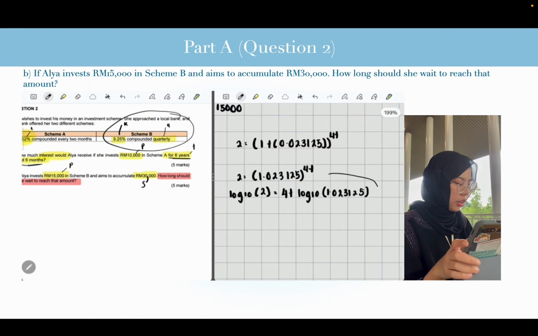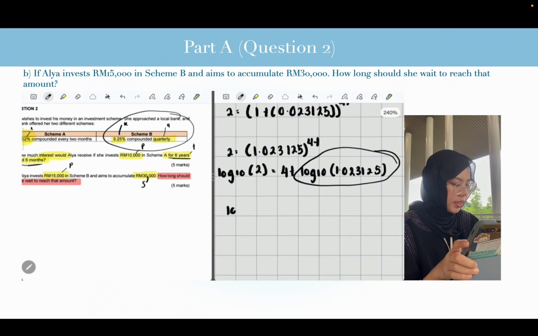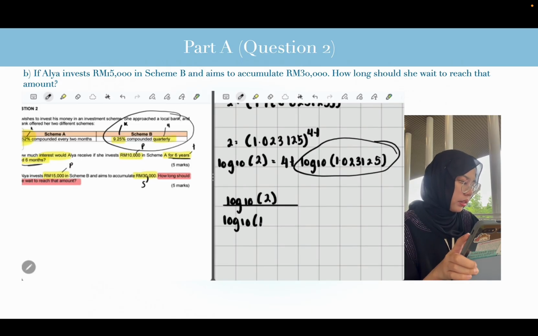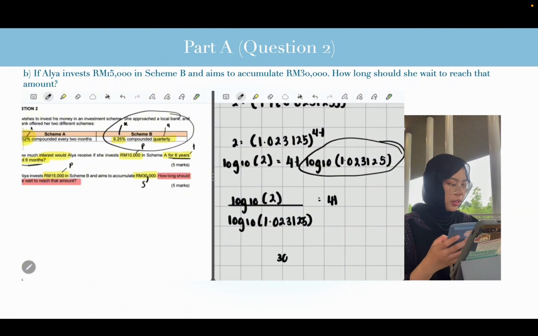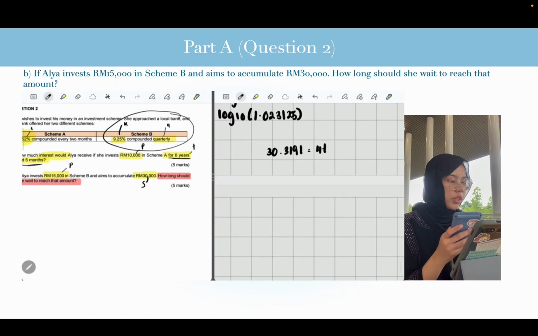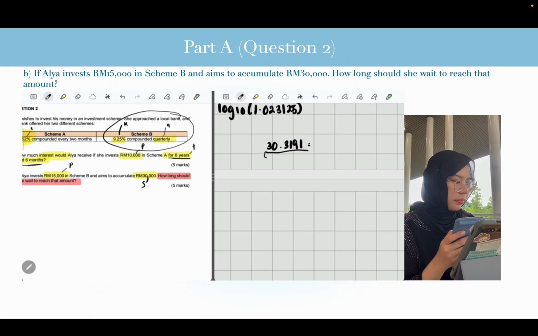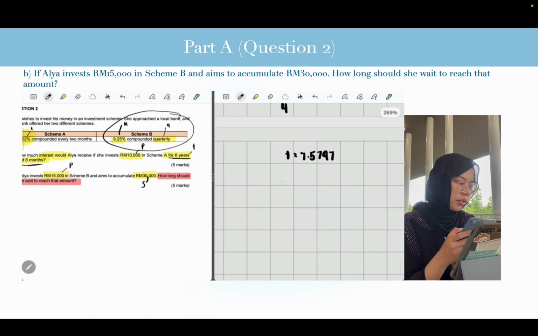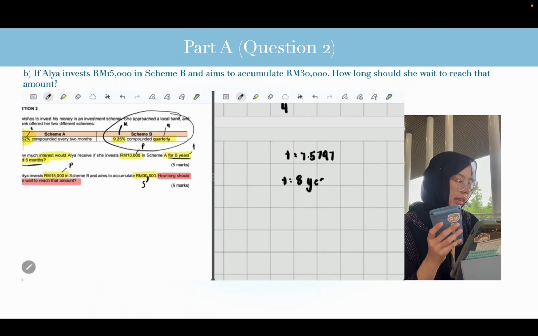1.023125. And then I'll move all of this to the other side. So it will become log 10 in the bracket of 2 and log 10 in the bracket 1.023125 and then equal to 40. Okay, I'll get 30.3191 equal to 40. And then I'll just bring the 4 to the other side and it will become 7.5797. So we'll just round this up to 8 years.